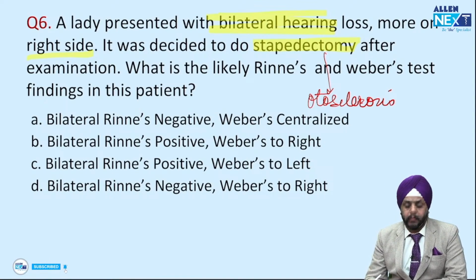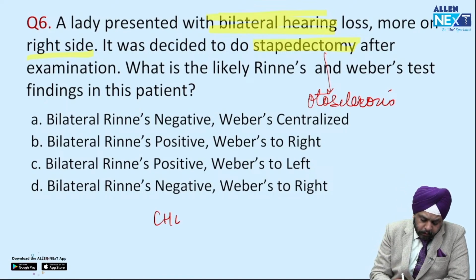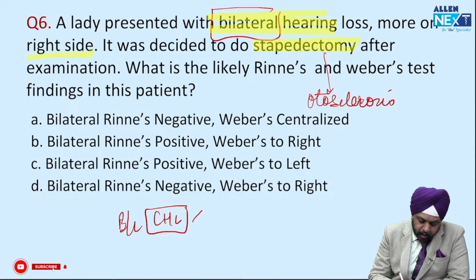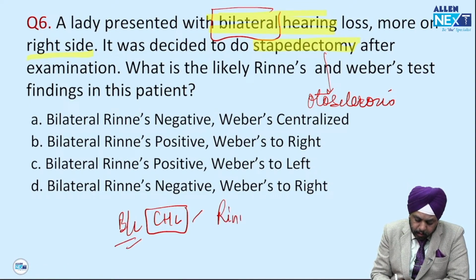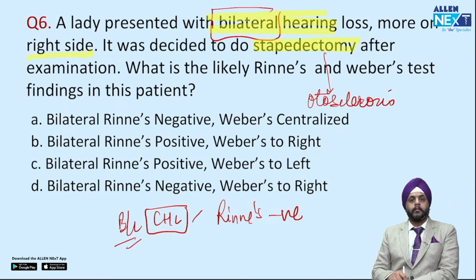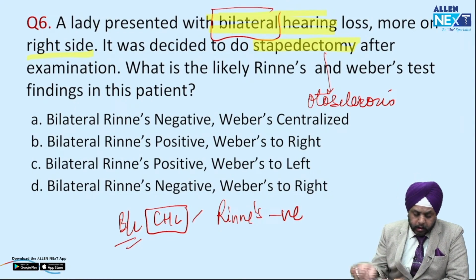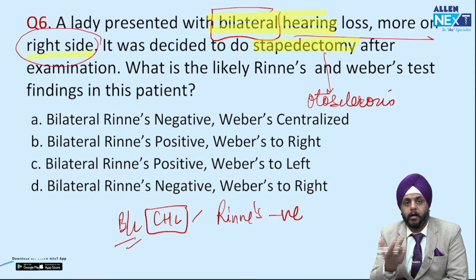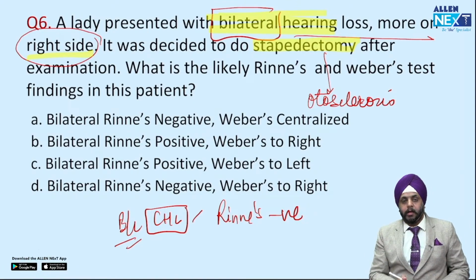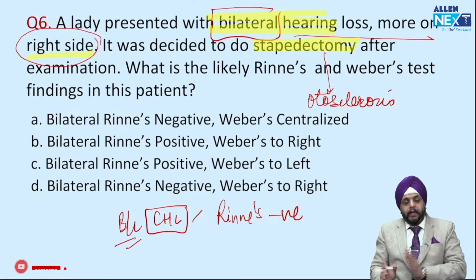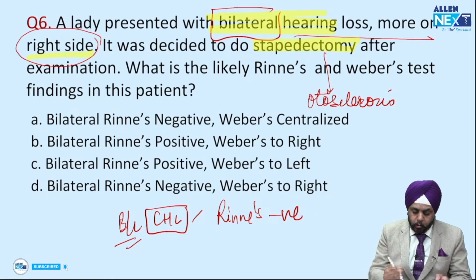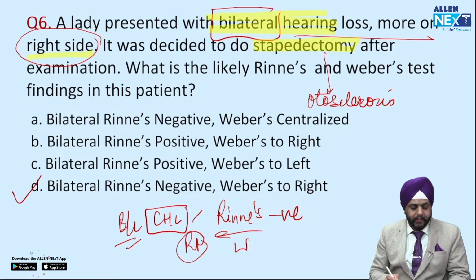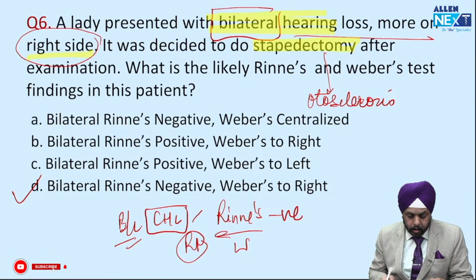What is the likely Rinne's and Weber's? We know otosclerosis is a disease with conductive hearing loss, and it is a bilateral disease. So the patient will have bilateral conductive hearing loss. That means Rinne's in conductive hearing loss is negative. What about Weber's? Hearing loss is more on the right side, and it is conductive hearing loss. We know Weber's goes towards the conductive hearing loss side. Out of right and left, the right has more conductive hearing loss, so Weber's will go towards the right side. Yes, so the answer is bilateral Rinne's negative and Weber's going to the right side.